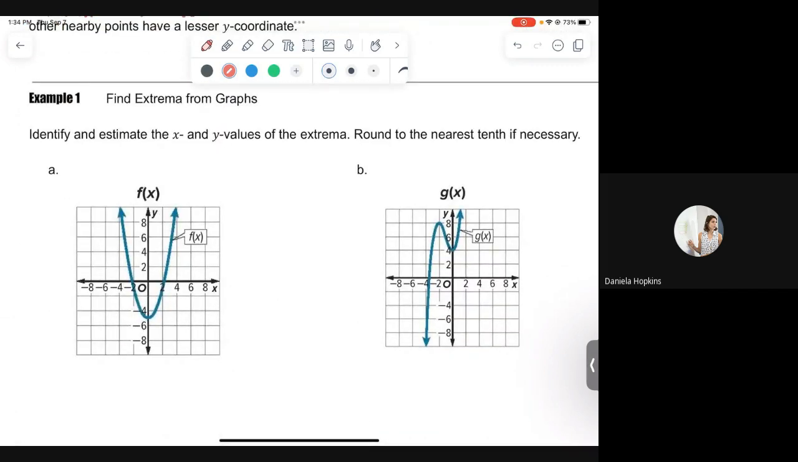So example one is just to find extrema from graphs. So we're going to identify and estimate the x and y values of the extrema. Round to the nearest tenth if necessary.